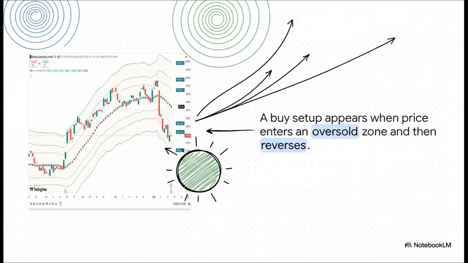And here is a perfect picture of that setup in action. You can see the price takes a dip, touches that lower band, signaling an oversold condition. Then boom, a reversal candle forms and the price starts heading back up towards the middle SMA. This is the pattern, playing out right on the chart.